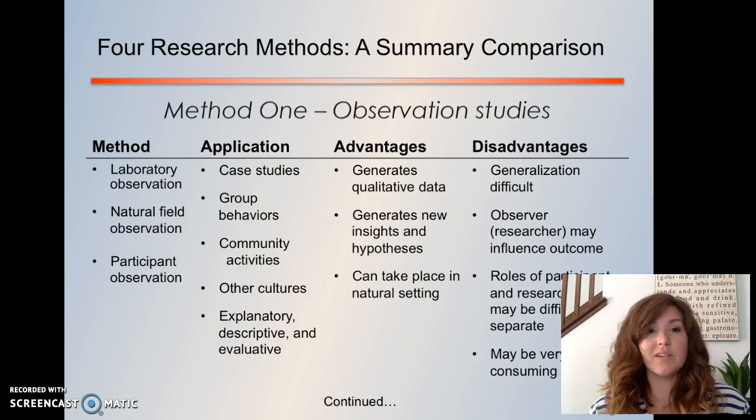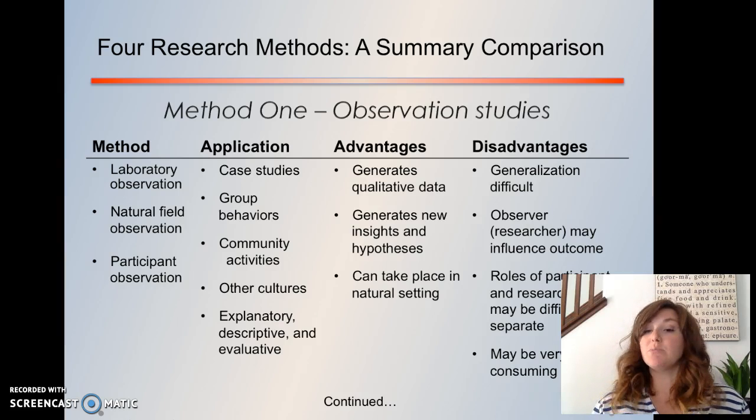And then this next part, we are doing the methods. So we just did the types of research, and now we're doing methods. So the first method is observational studies, right? So I'm going to do something that I can observe. There's the method, the application, advantages, and disadvantages.